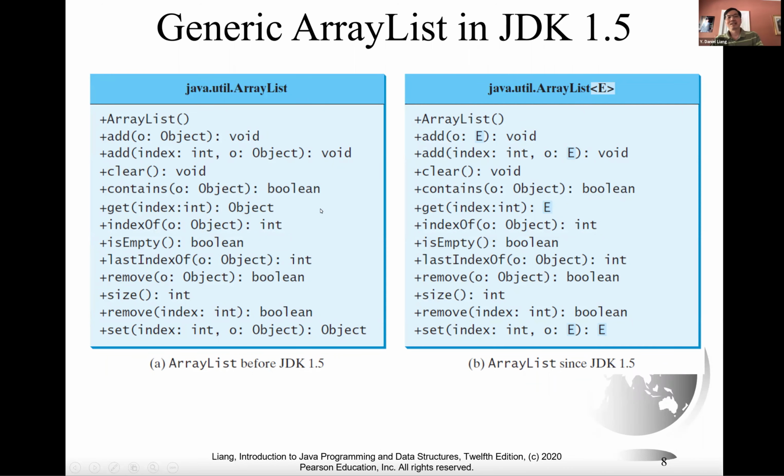Now, before JDK 1.5, we have this ArrayList class. It's not generic. In JDK 1.5, we introduced generics. Here is the type E. So this E is the data type for the elements you're going to put into the array list.